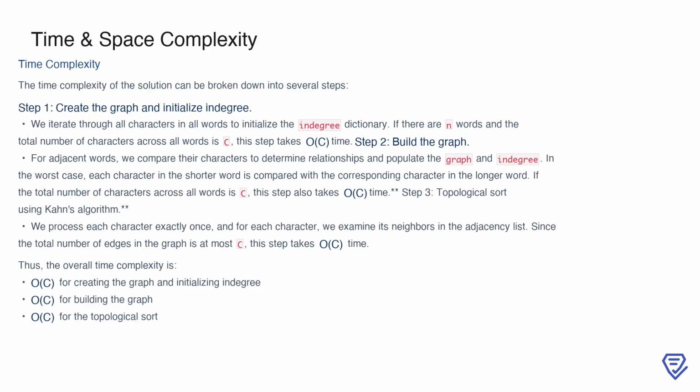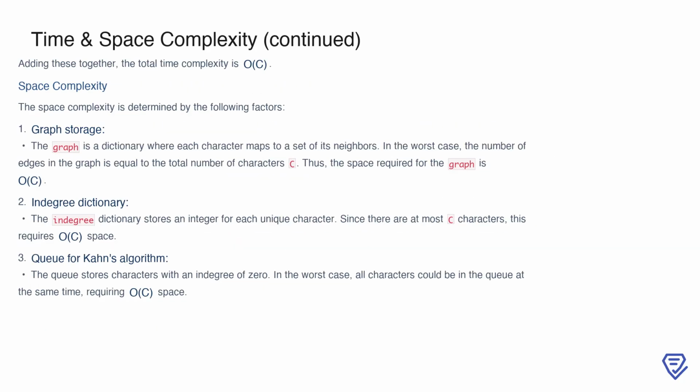Finally, we perform a topological sort using Kahn's algorithm. Here, each character is processed exactly once, and for each character, its neighbors in the adjacency list are examined. Because the total number of edges in the graph is at most equal to C, this step also requires C time. When we sum these steps, the overall time complexity remains C. Now, let's summarize the time complexity. Adding the three steps together, the total time complexity of the solution is C.